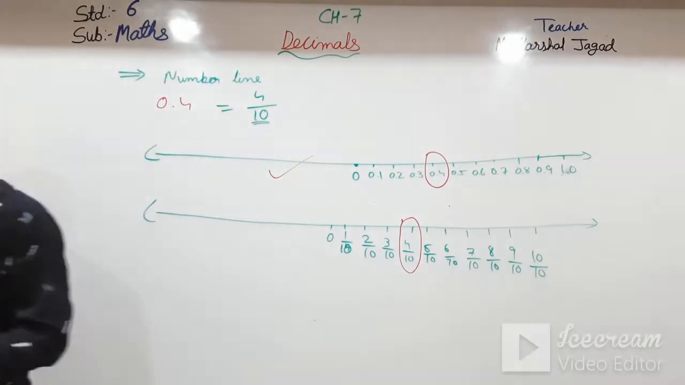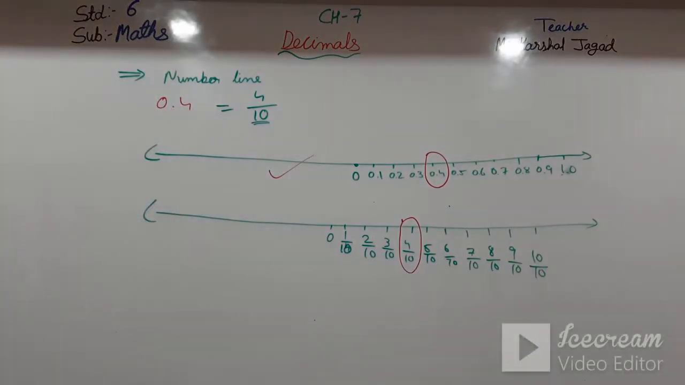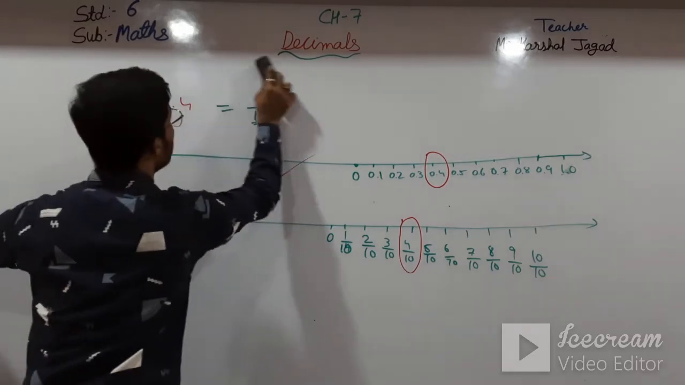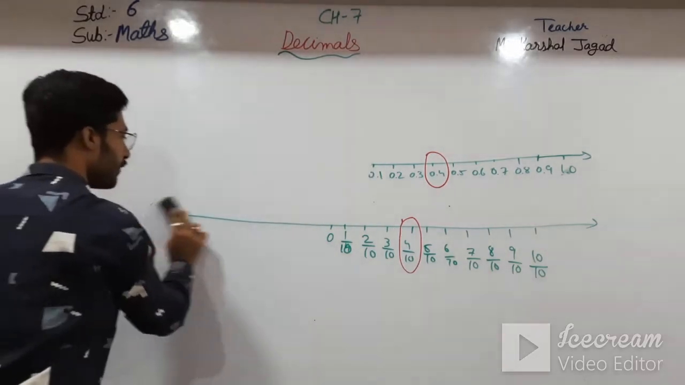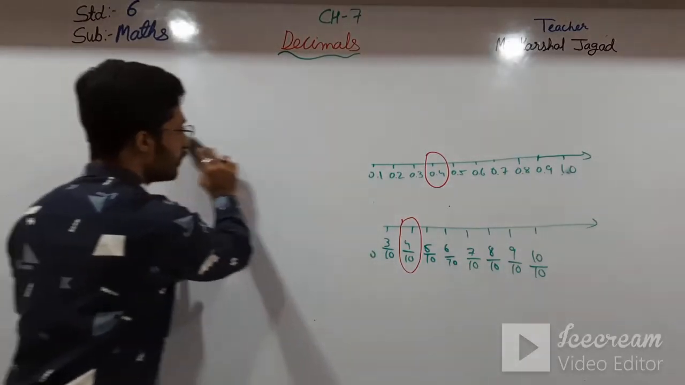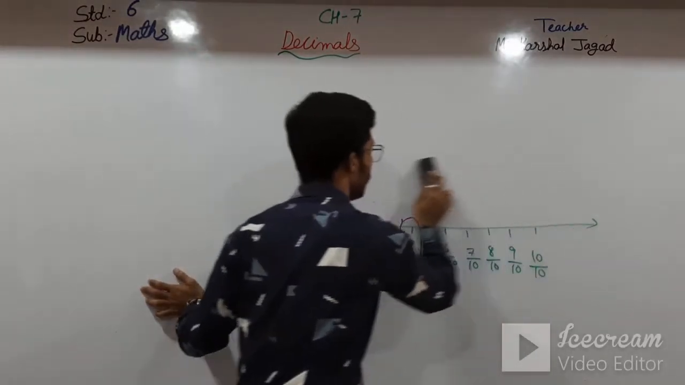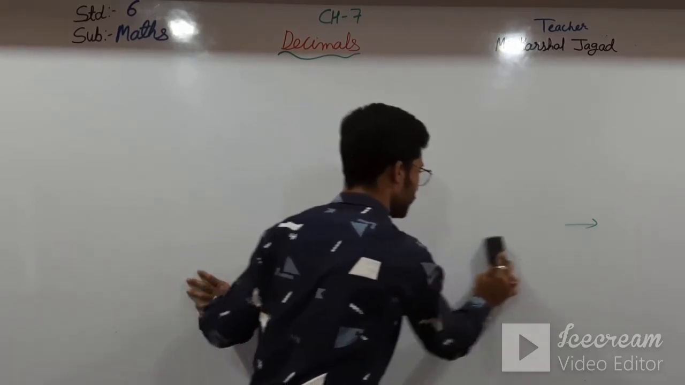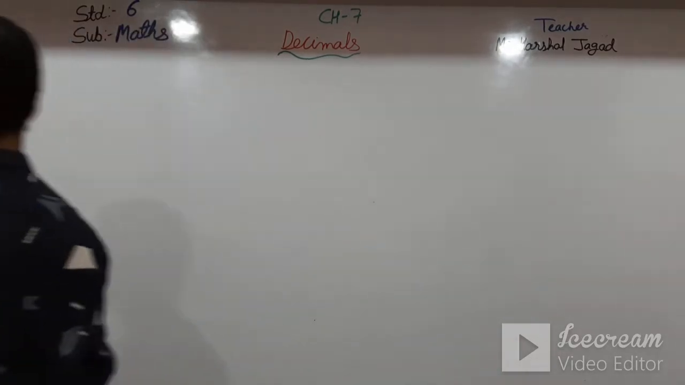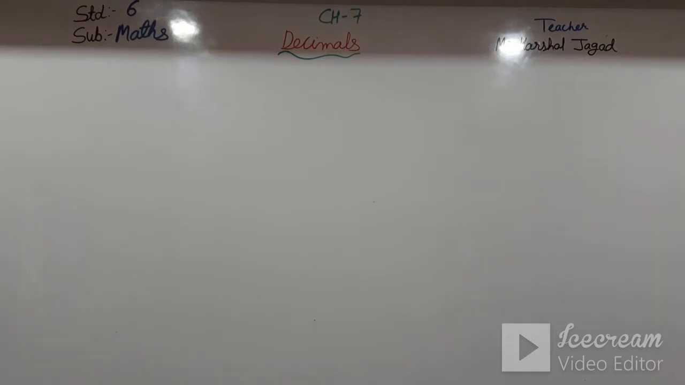Okay students, now moving forward, our next topic is place value. The place value of the decimals, how can we define that? Let us do all the place values one by one. So place value.